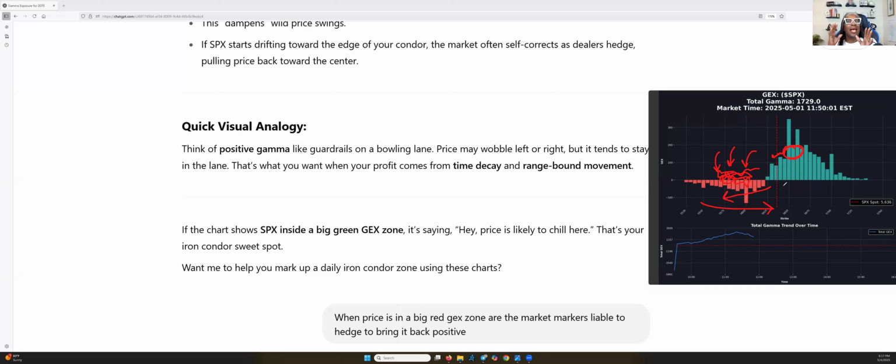Right. So that's what you mean by hedge. I don't know exactly how that works, but that's the understanding I got from the talk that me and Chad had. Okay. Thank you.